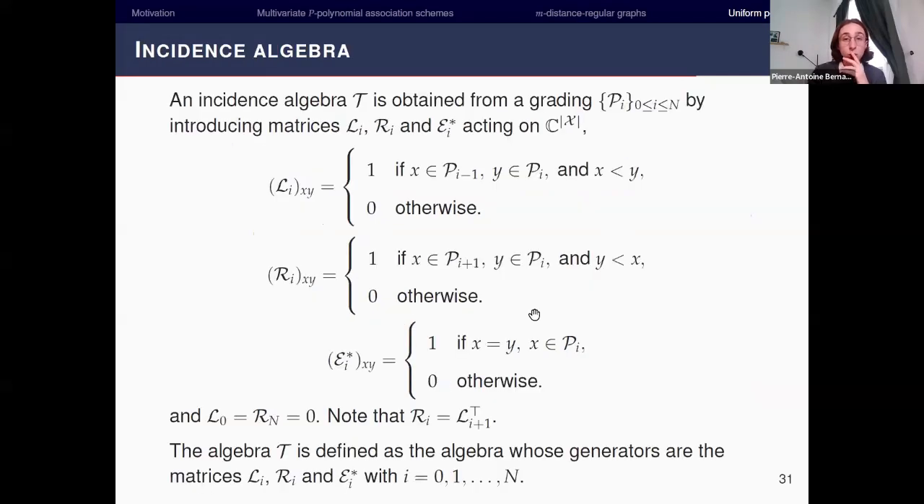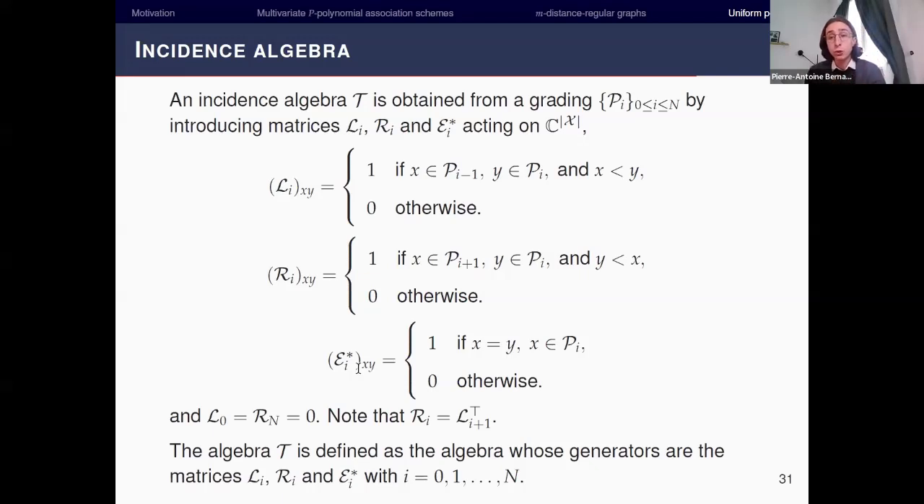And so once you have these fibers and you have this set of elements, you can introduce an incidence algebra. So basically, Li, Ri, and these Ei stars are matrices acting on the vector space where the vectors are labeled by the elements in the finite set. And Li brings you from the fiber I to the fiber I minus 1, so it's a lowering operator. Ri brings you from the fiber I to I plus 1. You can see that as a raising operator in the incidence algebra. And Ei star is projecting onto a fiber.